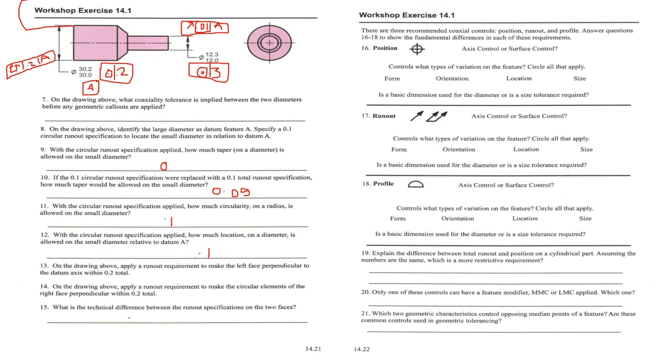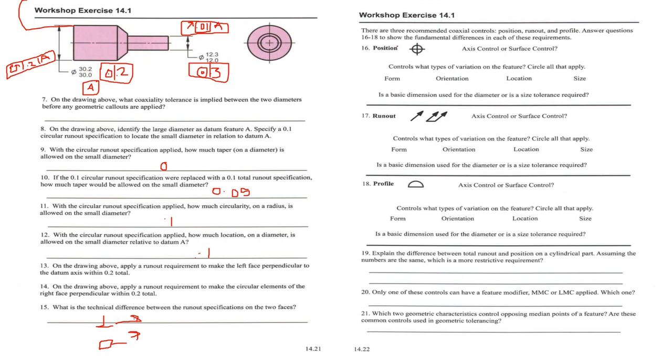Then next is, what is the technical difference between the runout specifications on the two faces? The circular runout controls the perpendicularity and the wobble of each element, but not the flatness of the overall surface. But the total runout, which is on this side with 0.2, is a 3D control and requires a total sweep. So it controls the flatness as well as the perpendicularity.